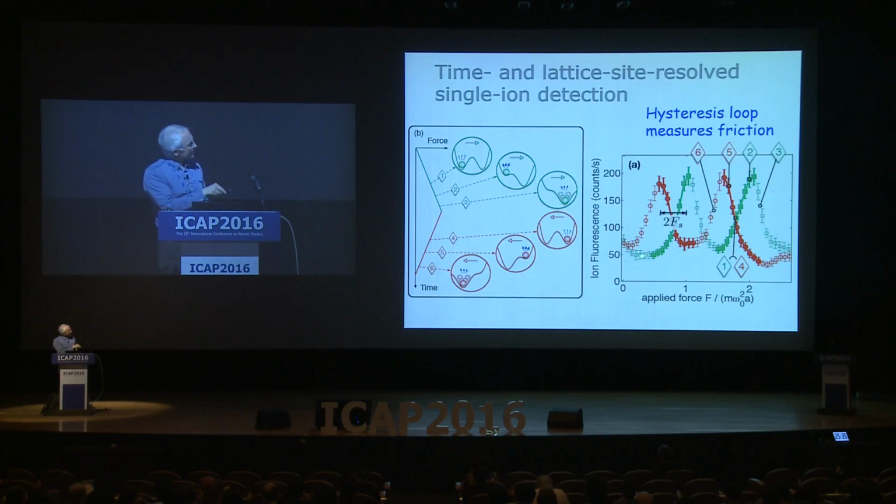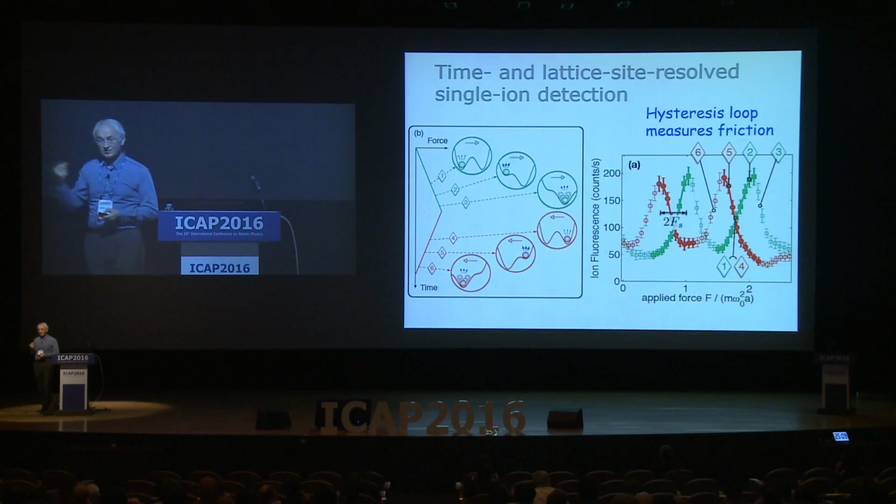And so what we see is, say the ion starts out on the green curve near a potential minimum. It gets pulled up the maximum. At some point it slips. This is where it slips across the potential maximum. It recools into the new minimum, and then it gets pulled over another potential maximum. So this, what you see, is the moment when the ion slips. And what we observe is when we do the same process backwards, we see the slip happening at a different time, equivalently at a different force.